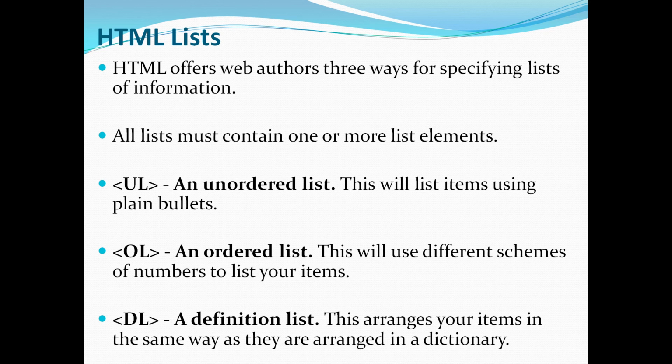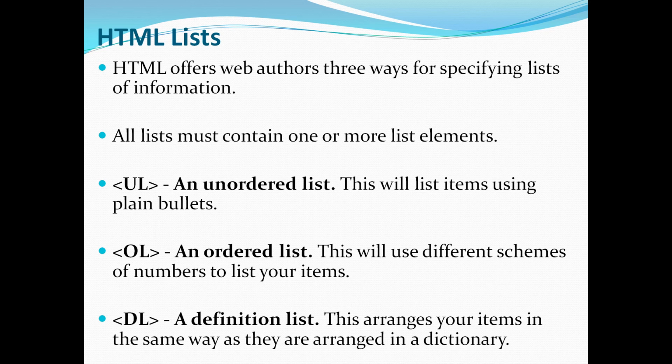The next one is the definition list. The definition list arranges your items in the same way as they are arranged in a dictionary. In a dictionary, how are the details arranged? First the word, then the explanation; word, explanation, like that. If you want to arrange the list like that, we mainly use the definition list.